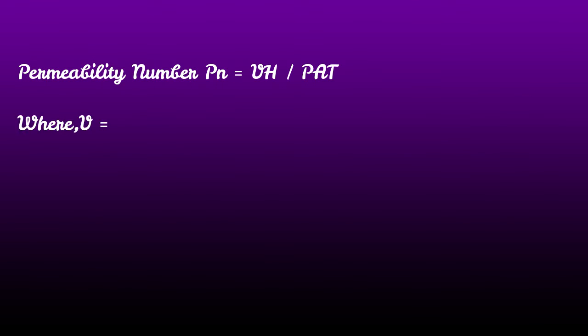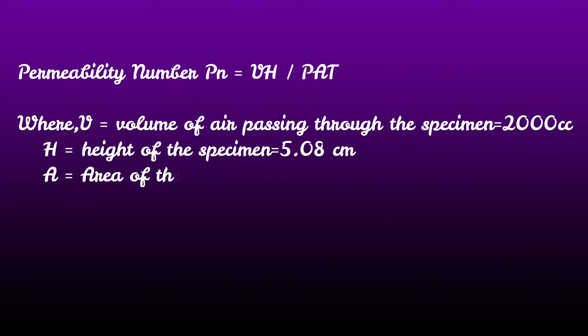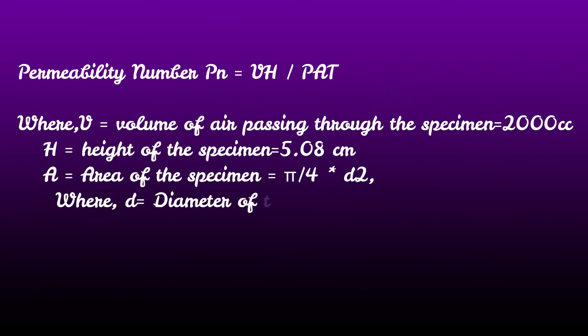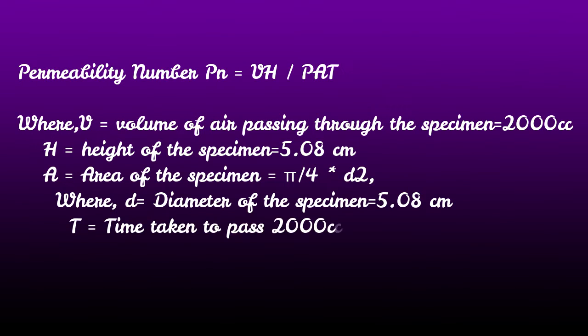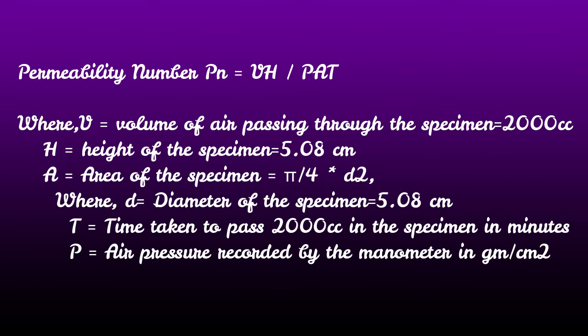The formula used for the permeability number is Pn = VH / PAT, where V is the volume of air passing through the specimen, which is equal to 2000 cc. H is the height of the specimen, equal to 5.08 cm. A is the area of the specimen. T is the time taken to pass 2000 cc through the specimen in minutes. P is the air pressure recorded by the manometer in gram per centimeter square.